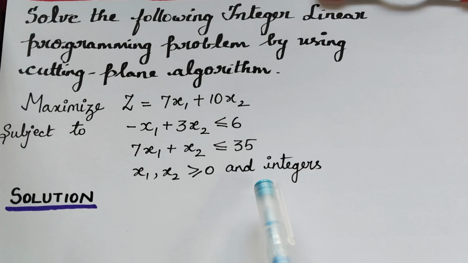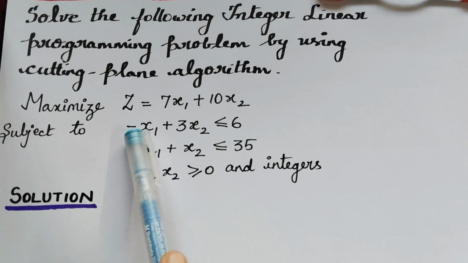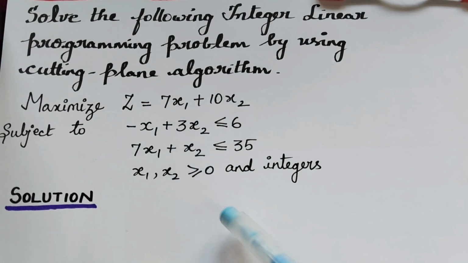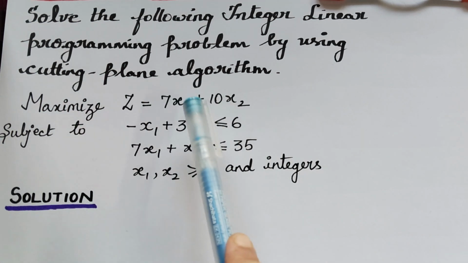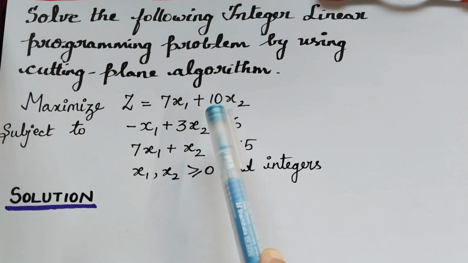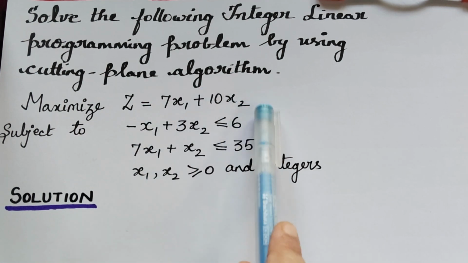So now in order to solve this problem, whenever a question is given, we have to check whether it is a minimization or a maximization problem. If it is a maximization problem, then directly we can proceed. If it is a minimization problem, then we have to convert it into a maximization problem with the required procedure and then we have to proceed. So now here the given problem is of the maximization type.